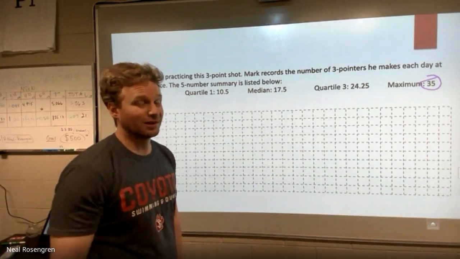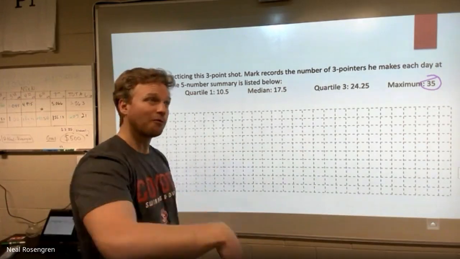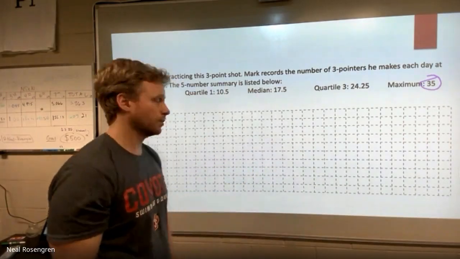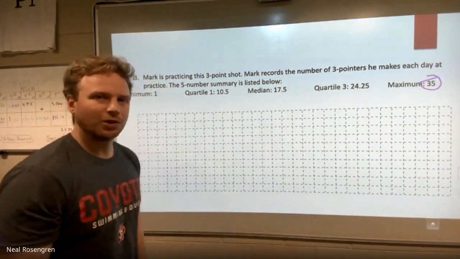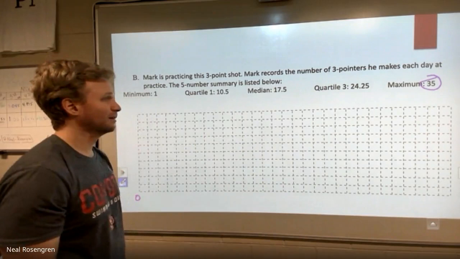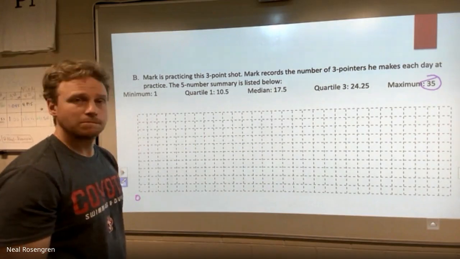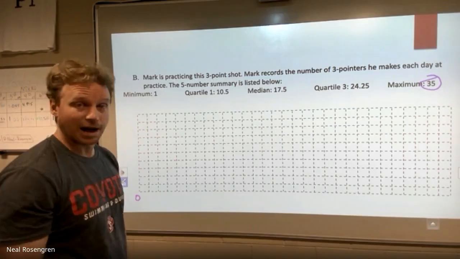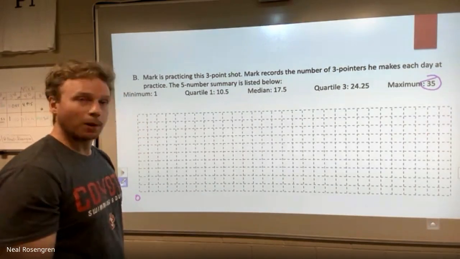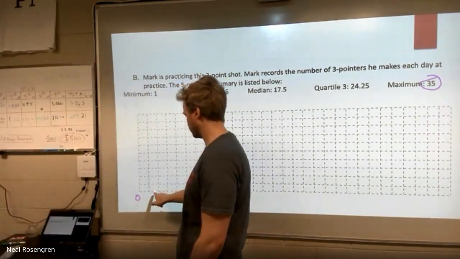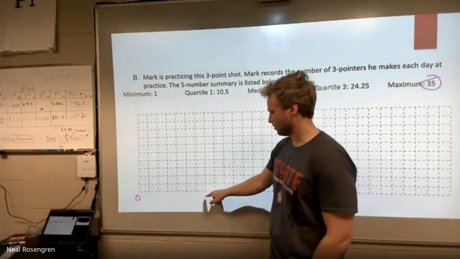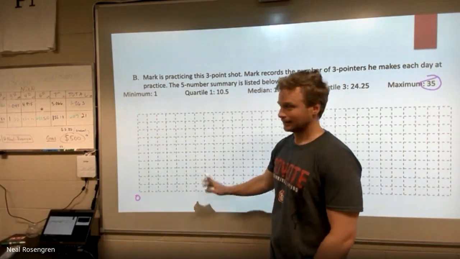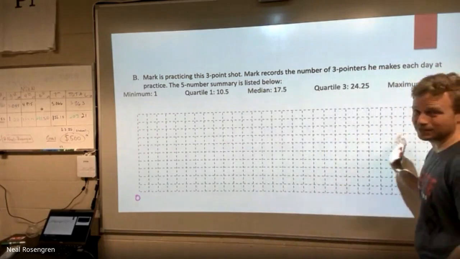So what do you think? What should we count every spot by instead? If this is 0, gotta start at 0. What do you think we should count by? 5s. 5s could work, yeah. Now, if we went by 5s, so 0, 5, 10, 15, 20, 25, 30, 35 would be right here. And then we've got all of this wasted space.